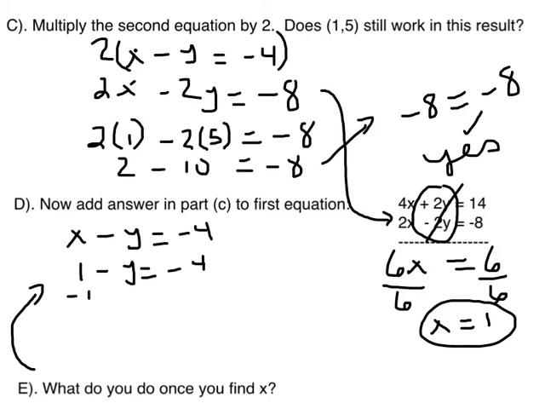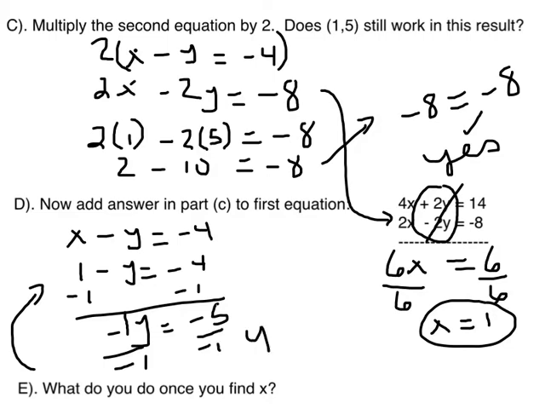I would move the 1 over, personally. You get negative y equals negative 5. And last step, remember, that's an unwritten 1 there. So divide by a negative 1, divide by a negative 1, and y turns out to be positive 5. So what happens once you figure out the x? You plug it back in to get the y, and we have a solution. And our solution is 1, 5.